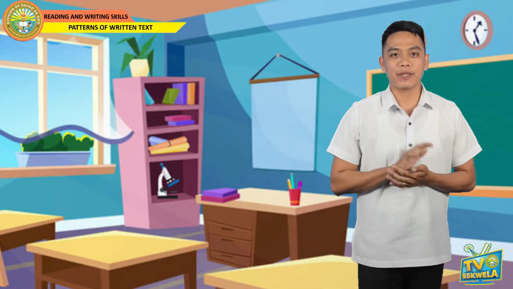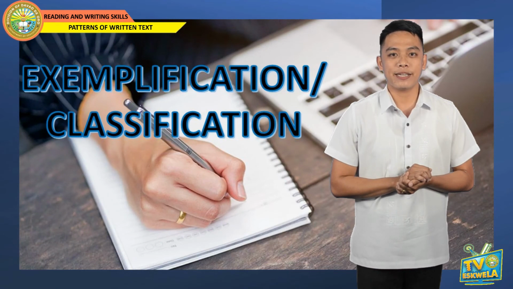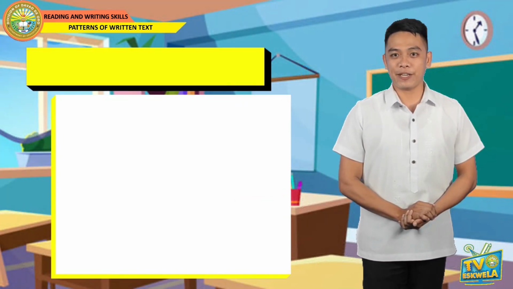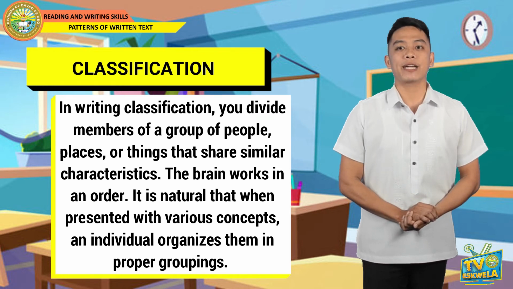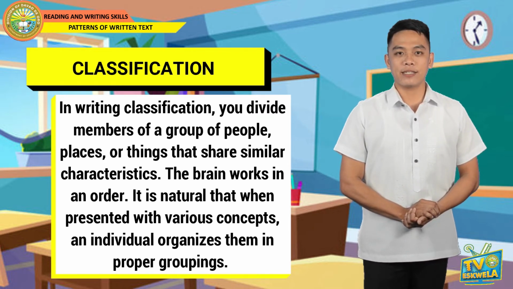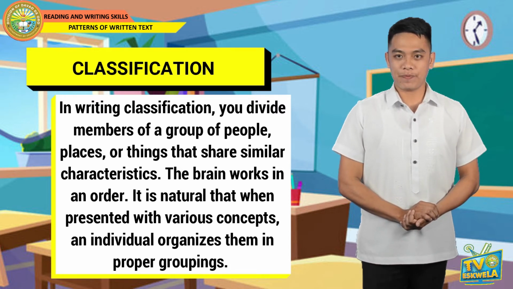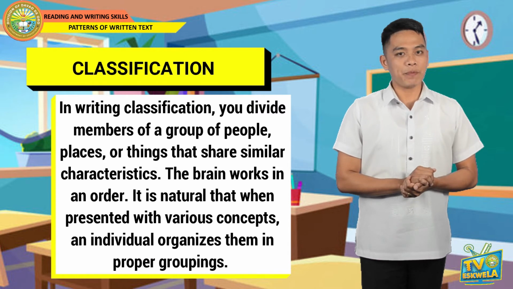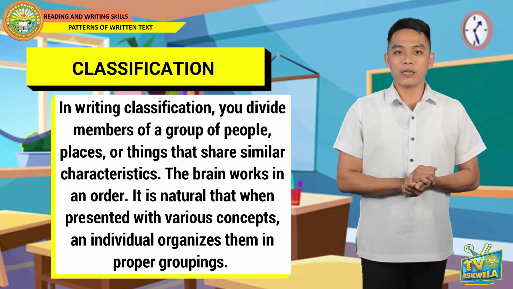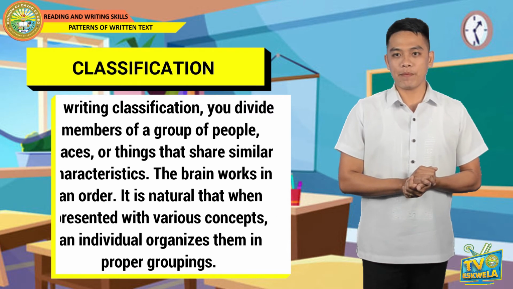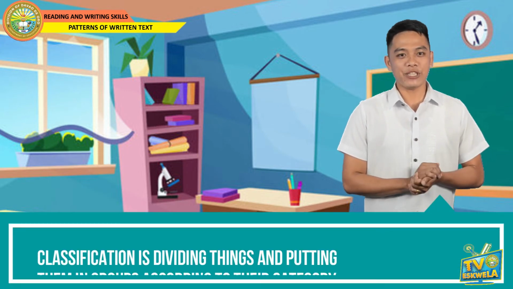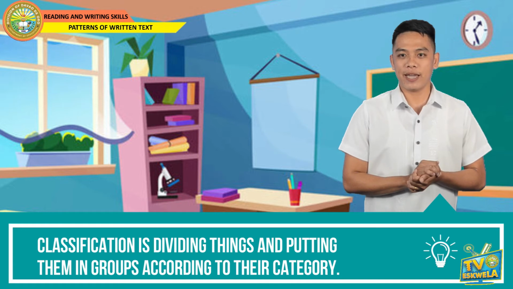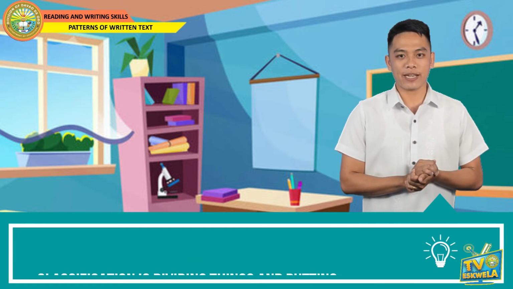Number 5. Classification. In writing classification, you divide members of a group of people, places, or things that share similar characteristics. The brain works in an order. It is natural that when presented with various concepts, an individual organizes them in proper groupings. In short, classification is dividing things and putting them in groups according to their category.